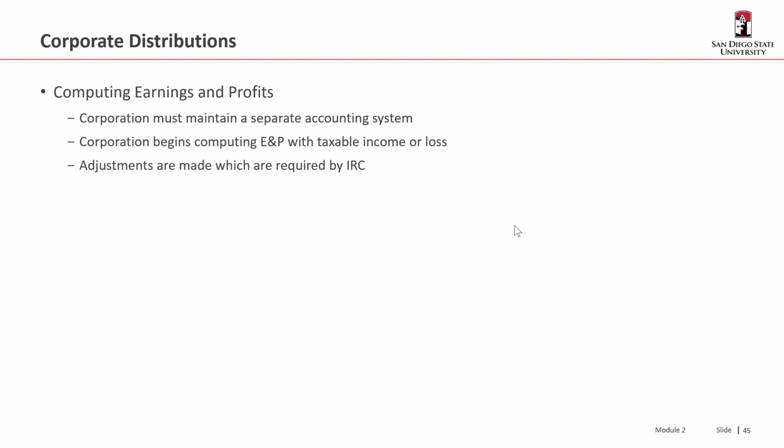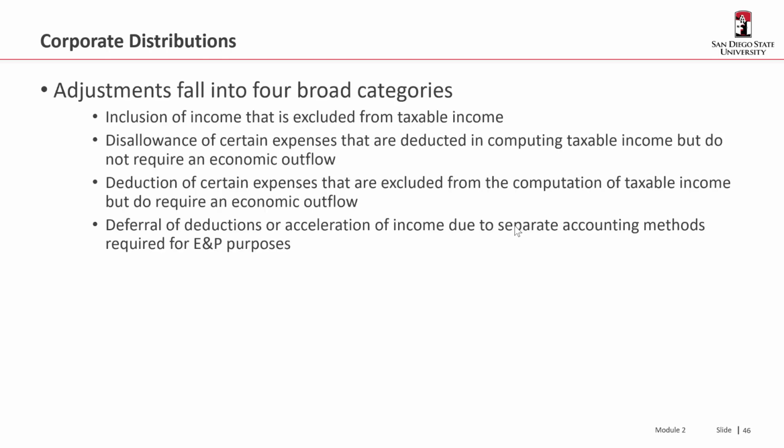So you're required to compute earnings and profits using a separate accounting system because it's not the same calculation as book income. It's not the same calculation as taxable income. It's the calculation of earnings and profits. And generally what happens is you start with your taxable income or loss, and then you make adjustments that are required by the Internal Revenue Code. So these adjustments fall into four broad categories.